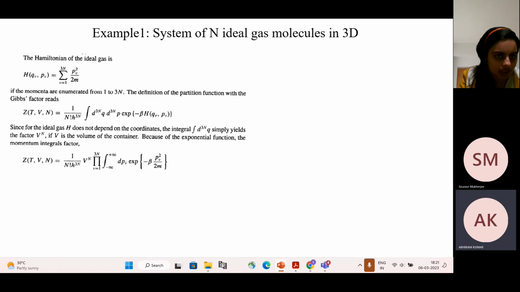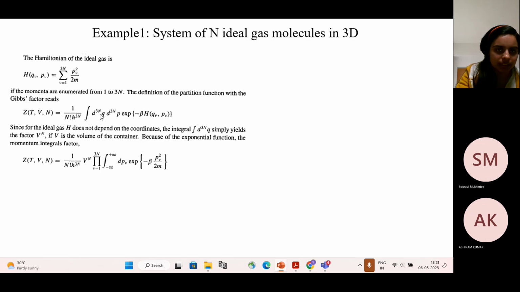Volume. Yes. If V is the volume, now you have 3n. Each gas molecule can be anywhere inside the volume. So if V is the volume of the container, d3q should be equal to the volume. But then you have n of them. So this value should come out to be V to the power n, right? Because you have n molecules.